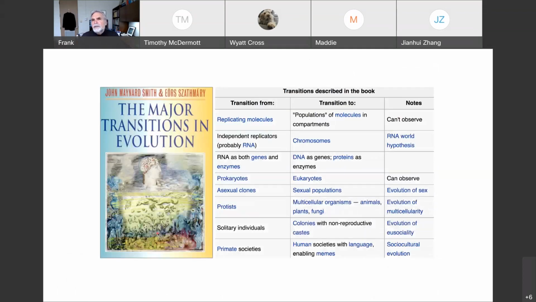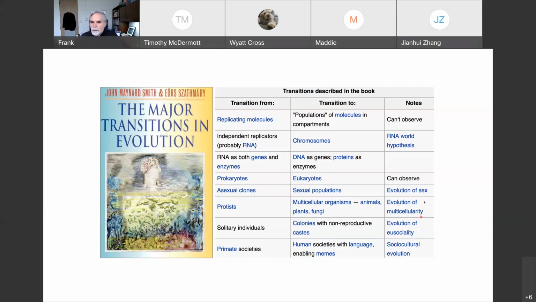We took this concept from an exceedingly influential book by John Maynard Smith and Eörs Szathmáry that was published in the late 90s. They envisioned a number of such transitions, including that from RNA to the two polymer system of DNA, nucleic acids and proteins, the transition from prokaryotes to eukaryotes, the invention of sex, and of course, the transition from unicellular life to multicellular organisms, the evolution of multicellularity.